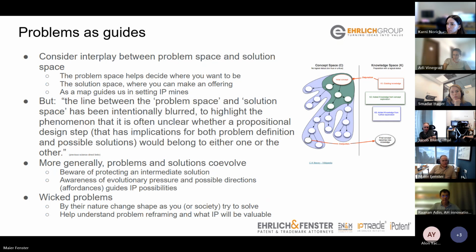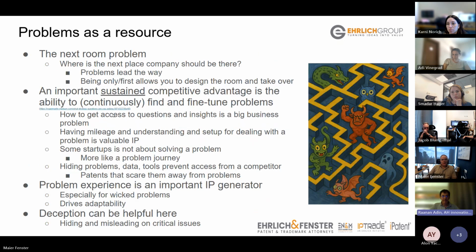And wicked problems, which I mentioned before, are of the kind that when you squeeze in one place, they pop up somewhere else. You can look at it the other way. When you play with a wicked problem and see how it reacts, it helps you understand better how you should frame the problem and where IP might be valuable. Problems are not only IP, they are also an actual company resource.